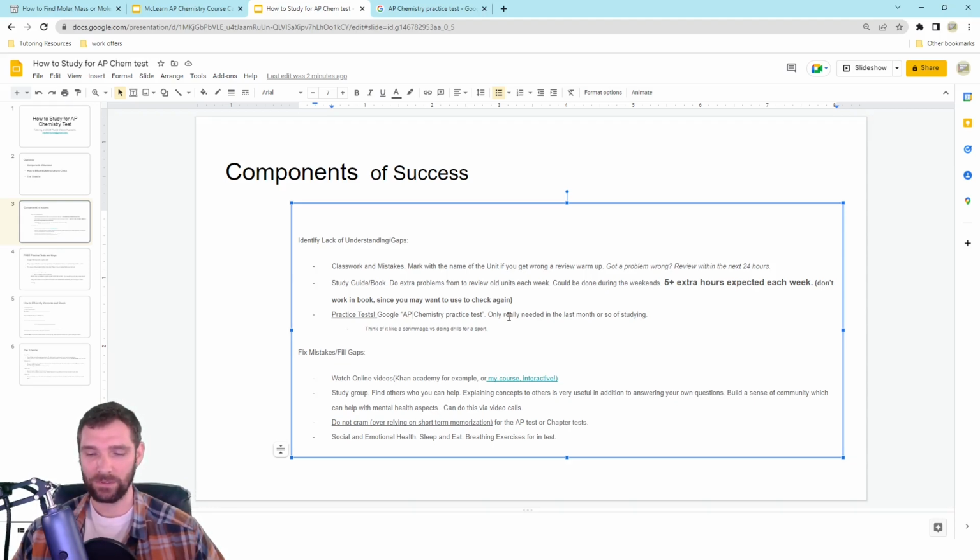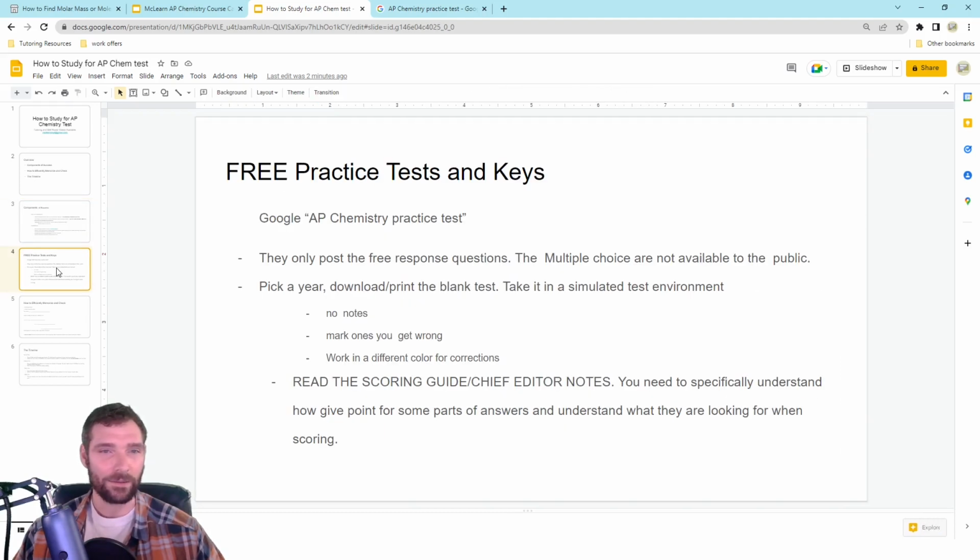It's kind of like when you're scrimmaging for a game or a sport, you want to simulate the test environment as closely as possible. And these questions allow you to do that. So you can basically look at these free response questions, download them, put away all your notes, mark the ones that you're getting wrong, and work in a different color when you correct it so you know what your mistakes were.